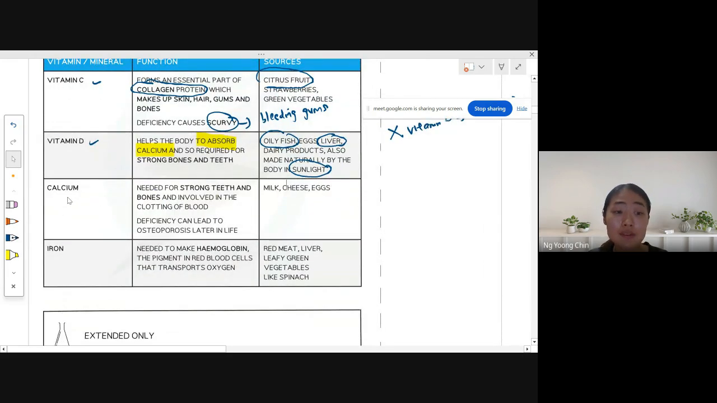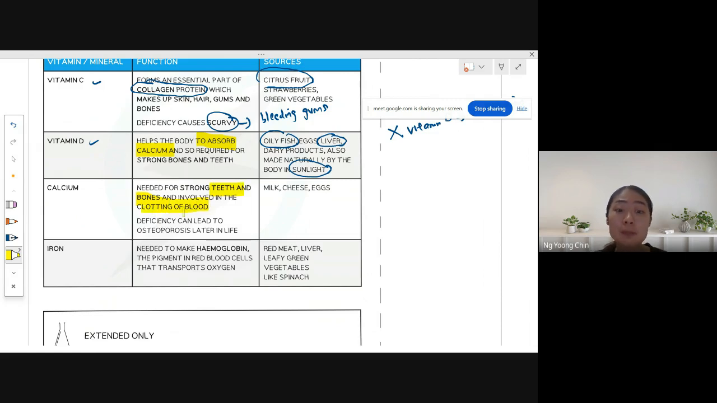Then we talk about calcium. Calcium is classified as a mineral, the same as iron. Calcium means 钙质. Calcium helps us to build strong teeth and bones, and it is also involved in the clotting of blood. This one: teeth, bones, and clotting of the blood.